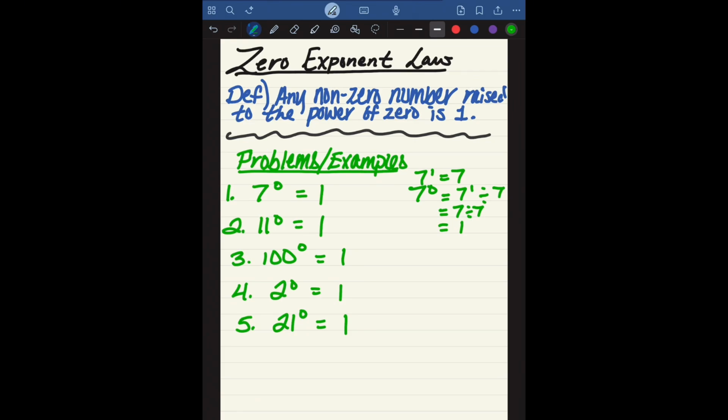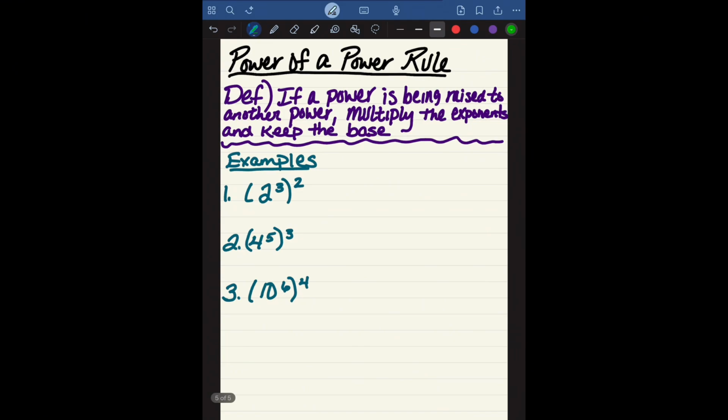So our second lesson, let's look over here. It is the power of a power rule. By definition, if a power is being raised to another power, you multiply the exponents and you keep the same base. So basically, in other words, if you have a base and an exponent inside of parentheses, and you have another exponent on the outside of the parentheses, you just gotta multiply the exponents. That's basically all you do.